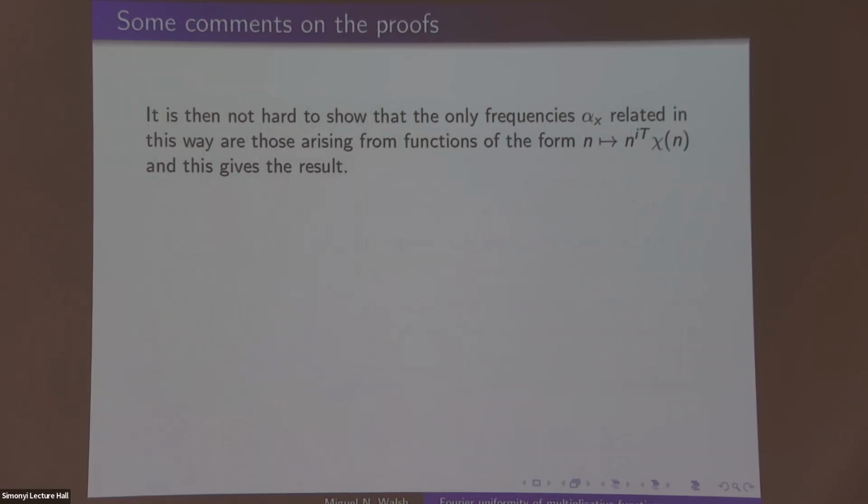in fact the only set of frequencies that can satisfy such synchronization are those that arise from functions of the form n to the it chi of n, for some t and some character chi. And then once you have that, it's not hard to show that the only possible counterexamples are the ones that one expects, which are the functions of this form n to the it chi. And this gives the result.